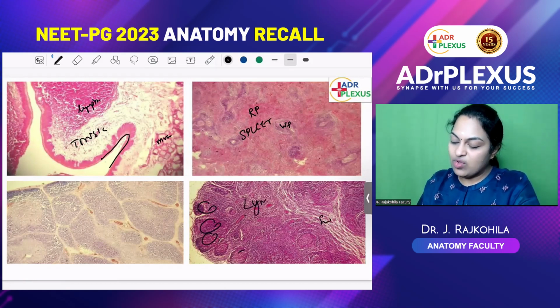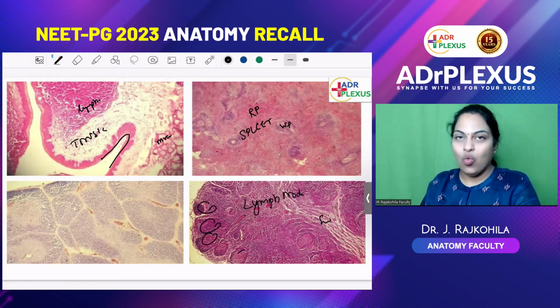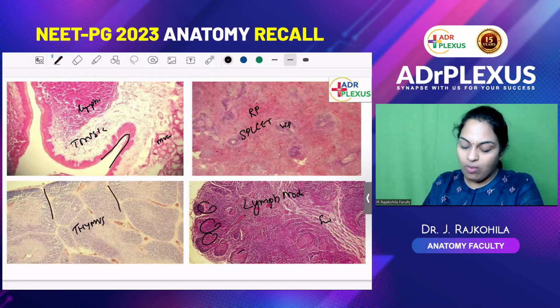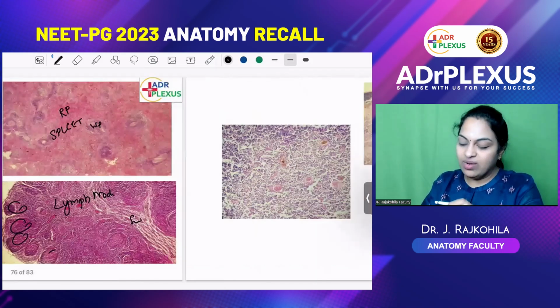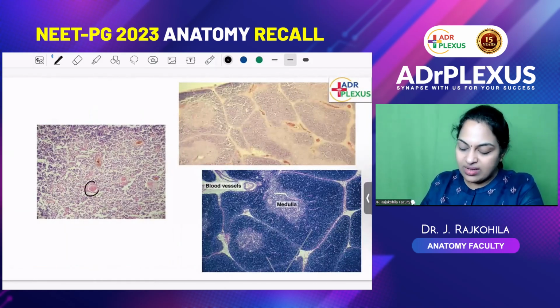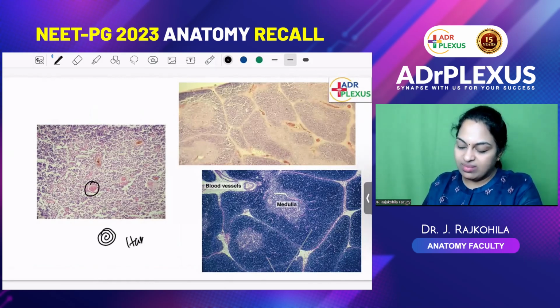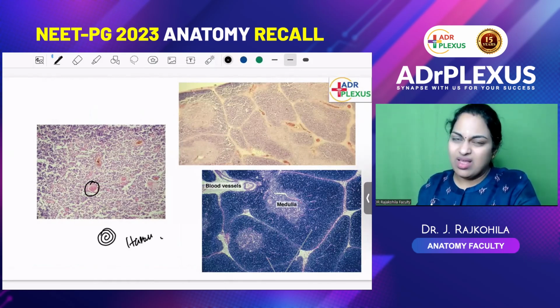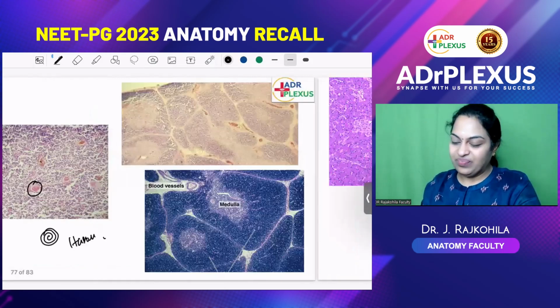This is the histological image of lymph node. And this is the thymus. So thymus, if you see, it is divided into lobules. And each lobule will have a cortex, and the medulla is pale staining. In the medulla, you'll get to see this typical whorl appearance, the Hassall's corpuscle. Okay, it's formed by the thymic reticuloepithelial cells. So this doesn't resemble the renal corpuscle, right?